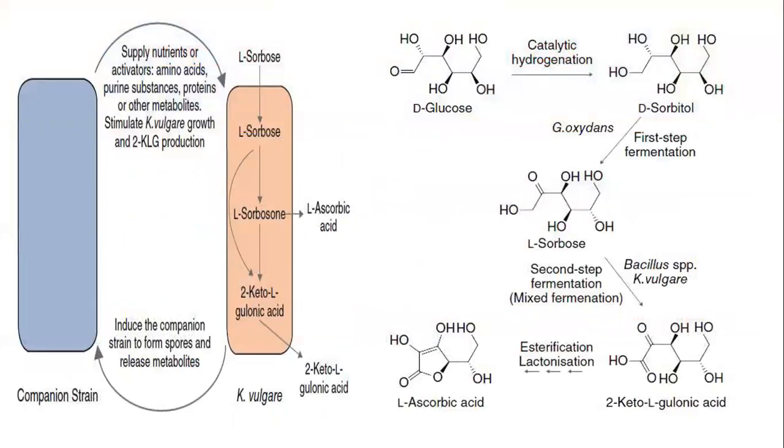Here you can see the mixed fermentation using K. vulgare and Bacillus species. In the second step, after catalytic hydrogenation and fermentation by Gluconobacter oxydans, the L-sorbose which is formed is converted into 2-KLG not by any chemical process, but by a second fermentation with a mixed culture of K. vulgare and Bacillus species. This gives us 2-KLG, followed by the same lactonization and water removal to give us the ring form of L-ascorbic acid.